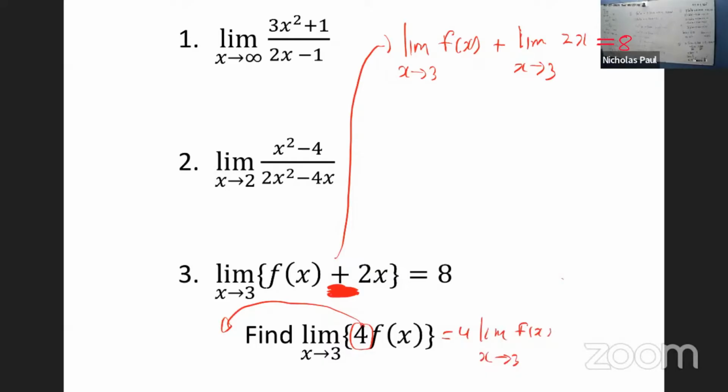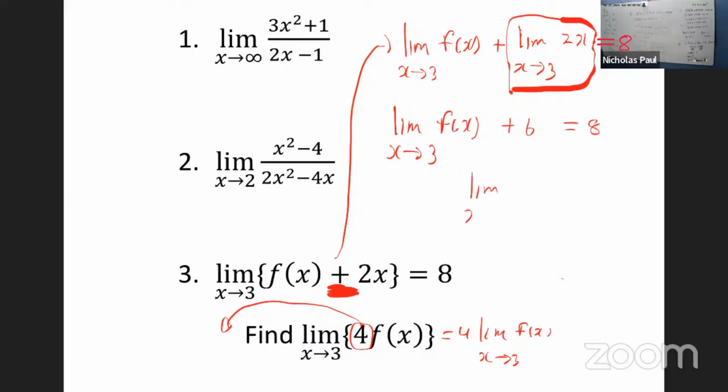So the trick is really to figure out what the limit is. What is the limit of 2x as x approaches 3? 2 times 3 is 6. So what we really have here is the limit as x approaches 3 of f of x plus 6 is equal to 8. So what does that say about the limit earlier? The limit of f of x as x approaches 3 is 2. Now you wrap it up there. 4 times 2, that's 8.